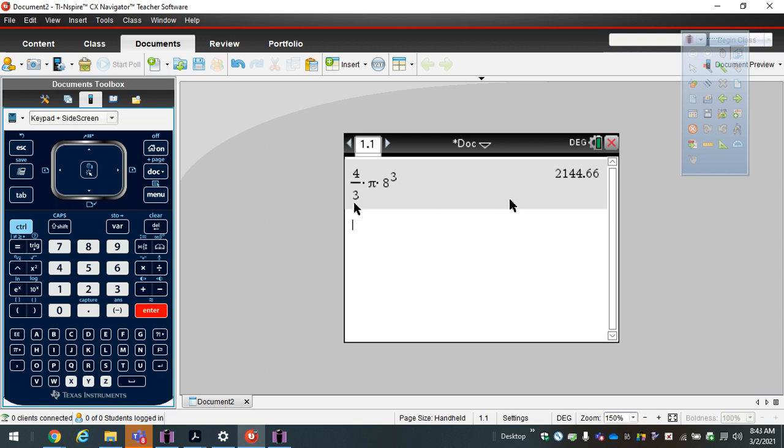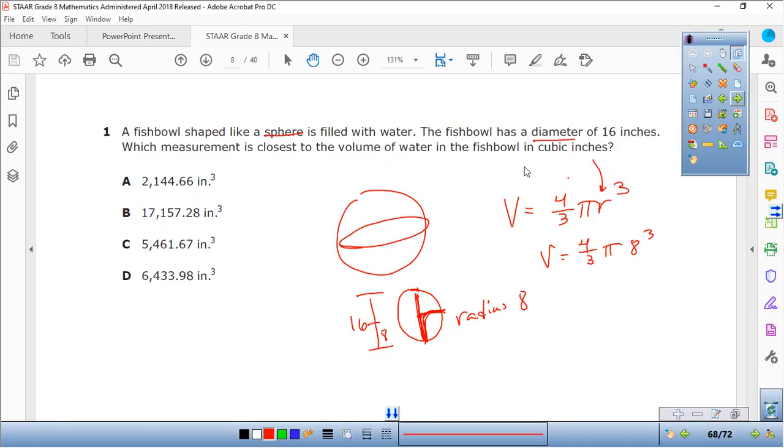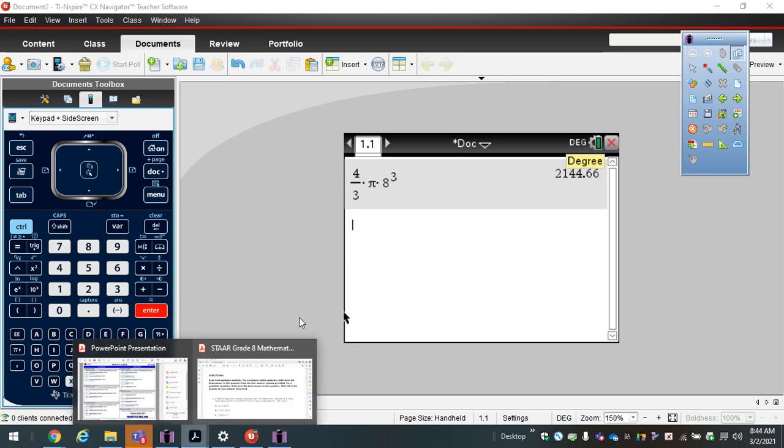So 2,144, more or less. Ooh, what did I do? Too many. There it is, more or less. Okay. Go once, twice. We're good. Okay, so we're going to come out here.